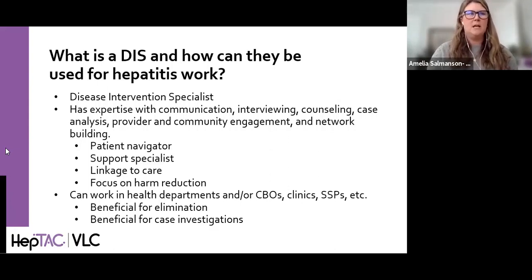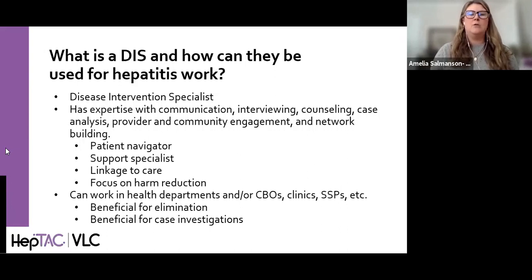So in 2017, when I first started working in hepatitis, the use of a DIS was definitely a newer concept in terms of being used under the hepatitis role and specific to Hep C. Historically, it's most often used with STI interventions and prevention work, but it's definitely become more common in recent years within viral hepatitis. The DIS typically have an expertise in communication, interviewing, counseling, case analysis, provider and community engagement, as well as network building. As I mentioned, they may act as a patient navigator and support specialist and often have a focus on harm reduction and linkage to care.